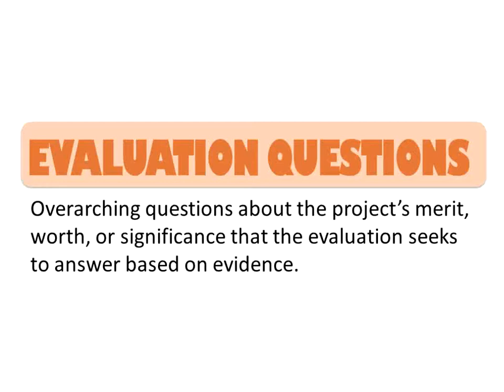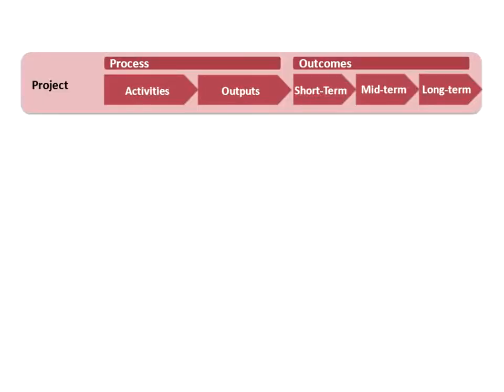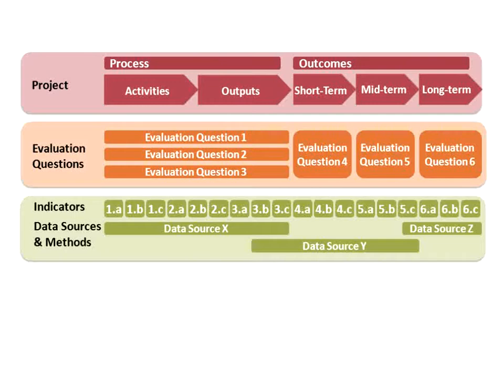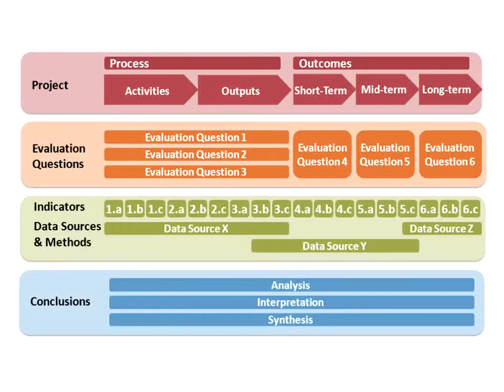So let's take a look at where evaluation questions sit within an evaluation. Here, this is representing a project. We've used the typical logic model components to represent the project's activities, outputs, short-term outcomes, mid-term outcomes, and long-term outcomes. Then we have our evaluation questions, which should be closely aligned with the project's purposes and activities. Even if the purpose isn't articulated as questions, there is an explicit or at least an implicit purpose for the evaluation. We should figure out what that is. Then we need to know what the indicators are that we're going to use as data for the evaluation to help us answer those questions. And these might come from a variety of data sources, as I've depicted here. Then we analyze, interpret, and synthesize the results to answer those evaluation questions.